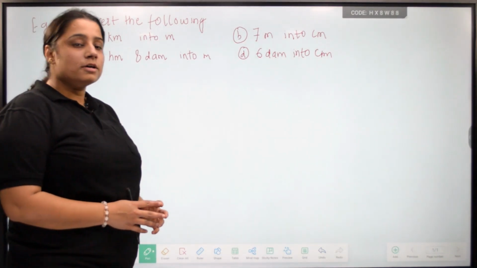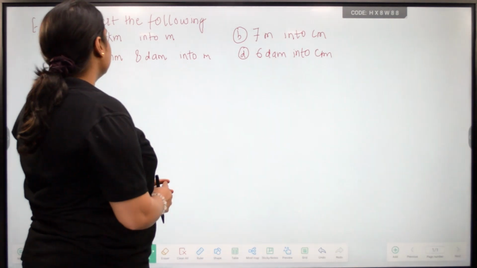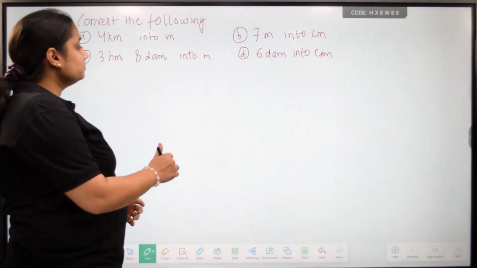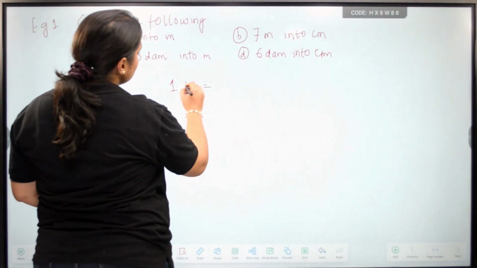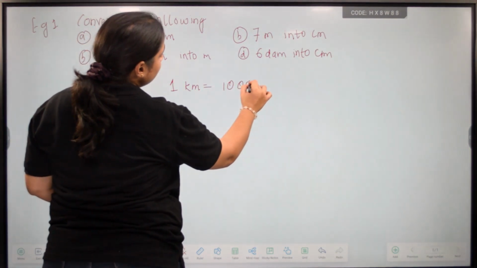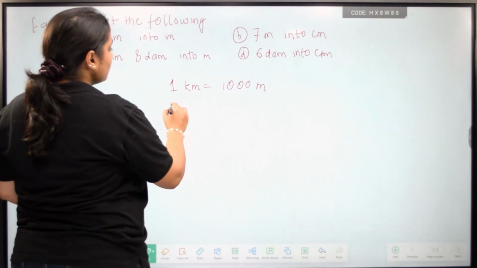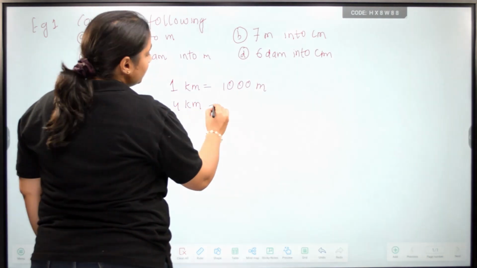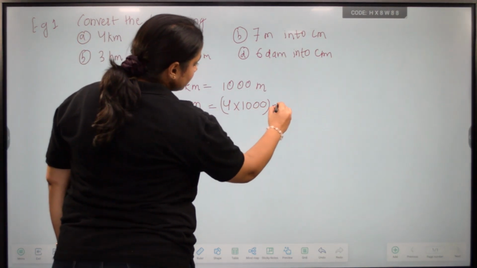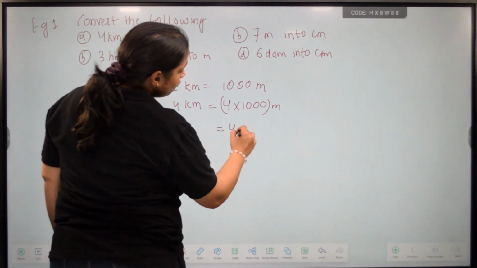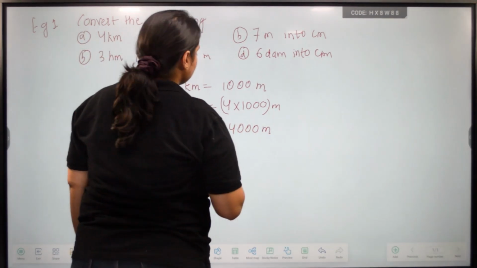Example 1. Convert the following. Part A, 4 km into meter. We know that 1 kilometer is equal to 1000 meter. Therefore, 4 kilometers will be equal to 4 into 1000 meters, which is equal to 4000 meters.